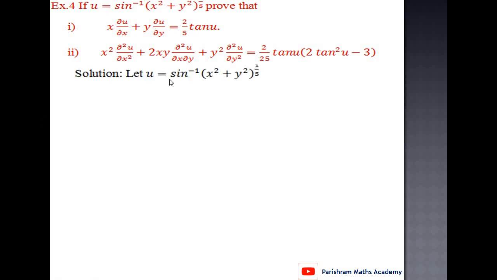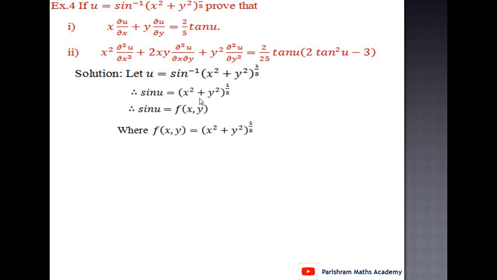Solution. First, the given function is u equal to sine inverse of (x square plus y square) bracket to the power 1 upon 5. It means sine of u equal to (x square plus y square) bracket to the power 1 upon 5. Therefore, we can take sine of u equal to f of x comma y, where f of x comma y equal to (x square plus y square) bracket to the power 1 by 5. Now, here in (x square plus y square) bracket to the power 1 upon 5, degree of each term of the bracket term is 2, and 2 raised to 1 by 5. It means f is a homogeneous function of degree 2 by 5.